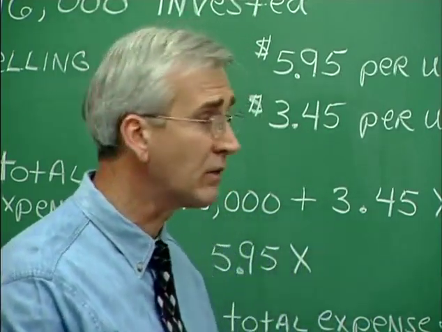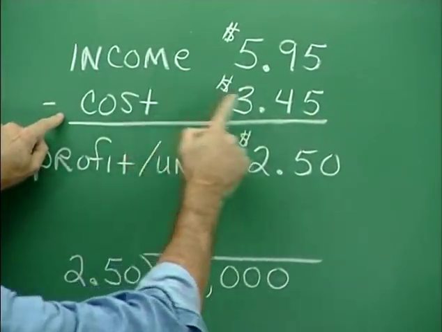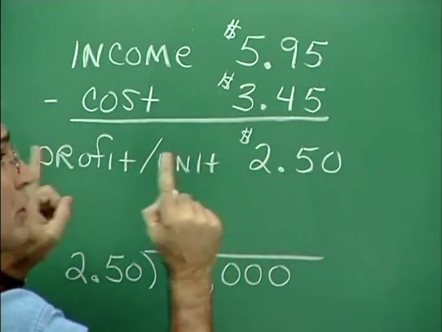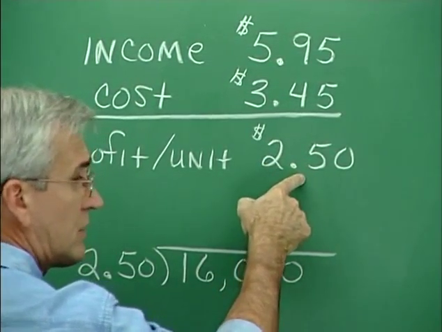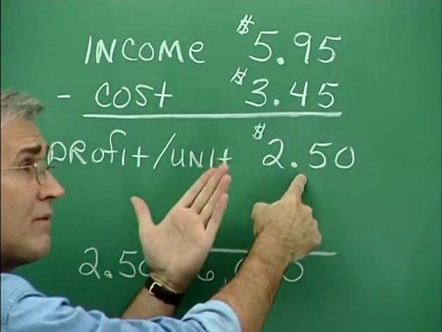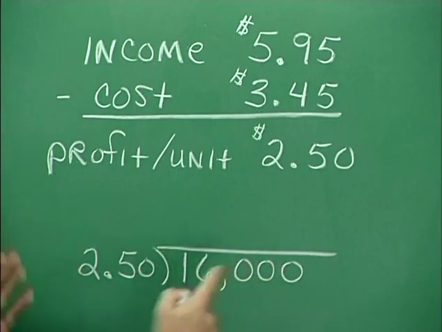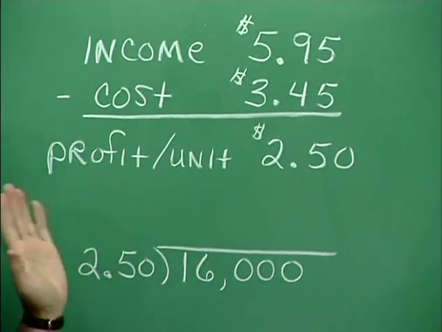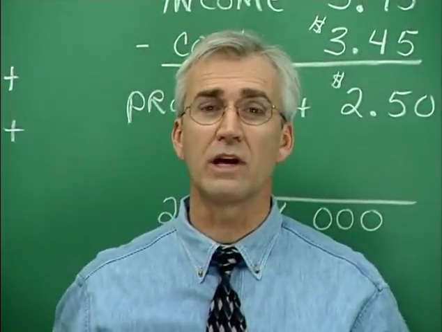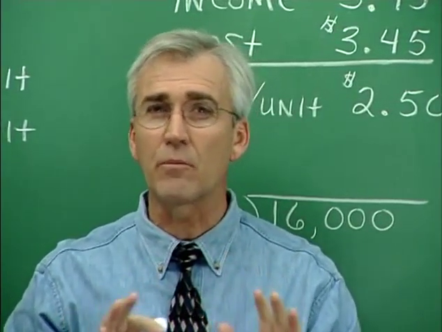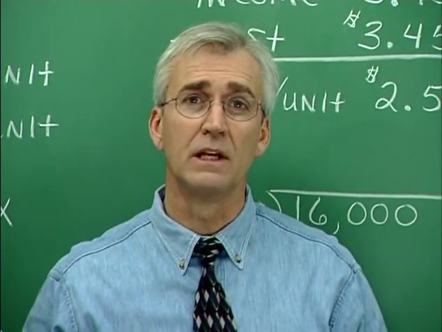I'll show it to you here right quick just so you'll know what I'm talking about. If the income is $5.95 per unit and the cost is $3.45 per unit, then on a per unit basis we have a profit of $2.50. So if we can make $2.50 on every unit, in order to find the break-even point, we can just divide $2.50 into 16,000, the amount of the investment, and discover the number of units that have to be sold. So although there is an arithmetic way to deal with the problem, we're in a chapter where we're setting up systems of equations. So that's the approach we want to use in order to get practice to solve more complicated problems later. Let's look at this one.